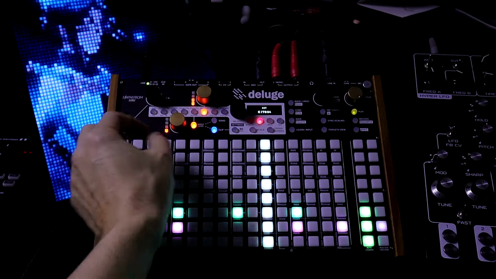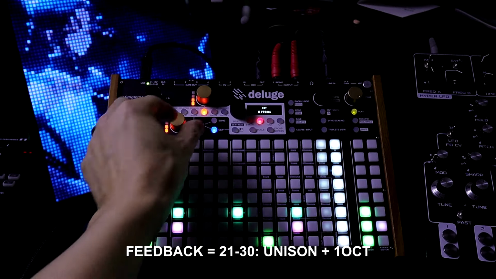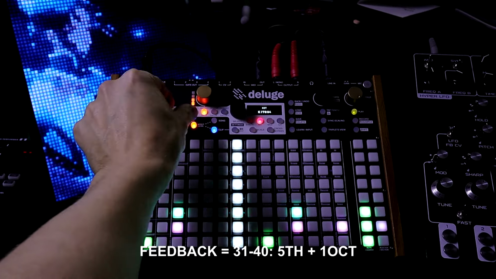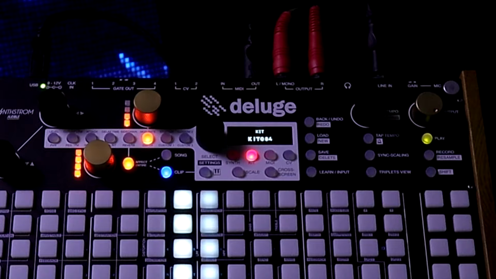Now let's go up. 21 through 30 is unison and plus 1 octave. If we go to 31 through 40, it's going to play a fifth and a plus 1 octave. And then if we go 41 through 50, it's going to be unison and a plus and a minus 1 octave. So we don't really hear much of anything there.